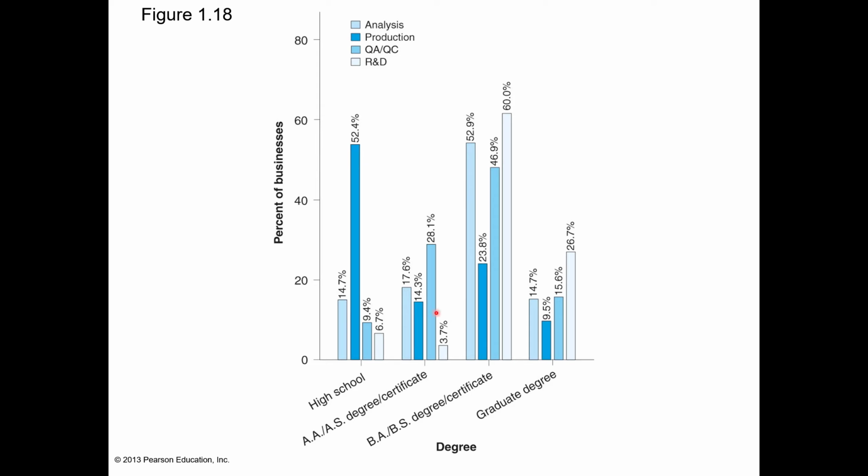Bachelor's is the way to go, because these jobs in analysis, QA, QC, and research and development, these are the jobs that I do want to get. I don't really want to focus in production, but you've got to start somewhere. And that concludes the PowerPoint slideshow for Chapter 1 of Biotechnology.